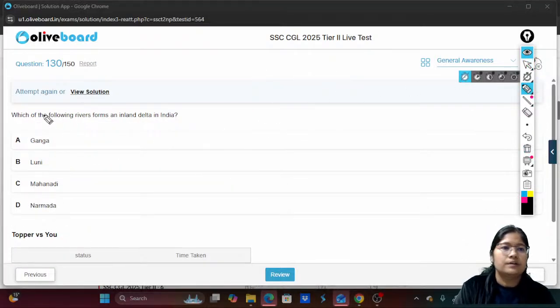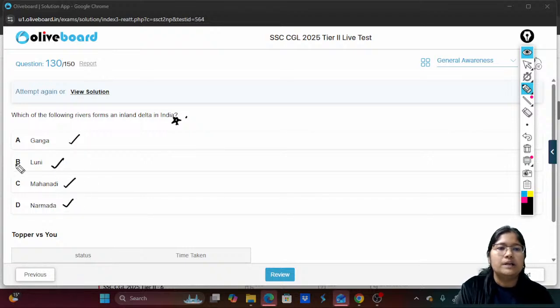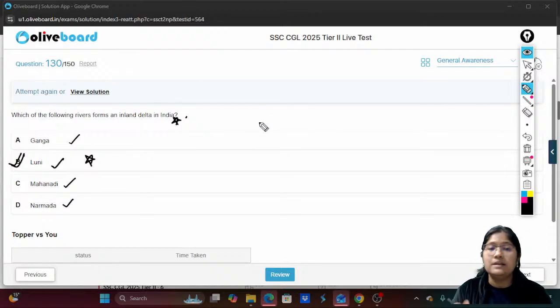Next question. Which of the following rivers forms an inland delta in India? So, is it Ganga? Is it Mahanadi, Narmada, or Luni? So, Luni river forms an inland delta in India. And Brahmaputra river forms the largest river island and the smallest river island both in India. All right.